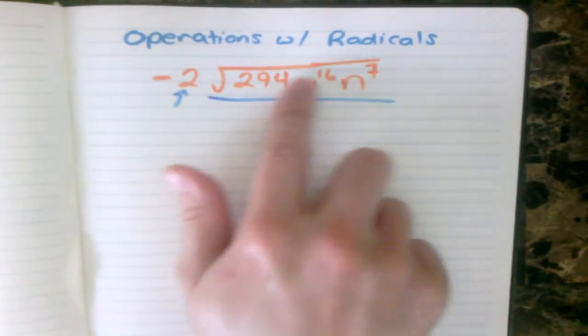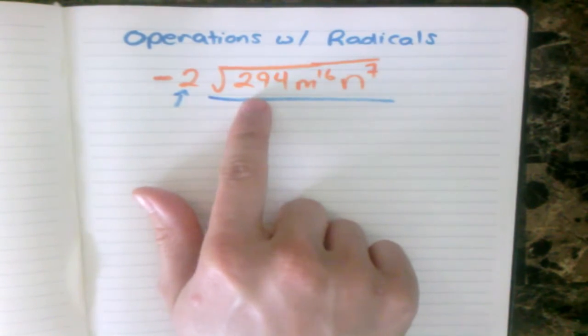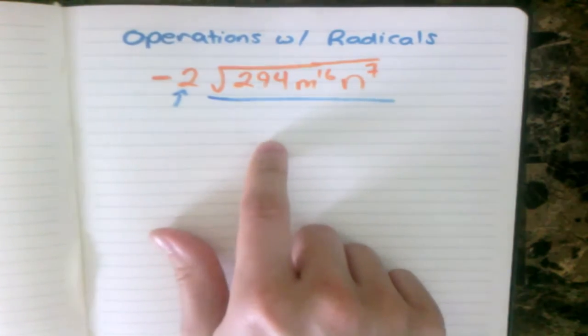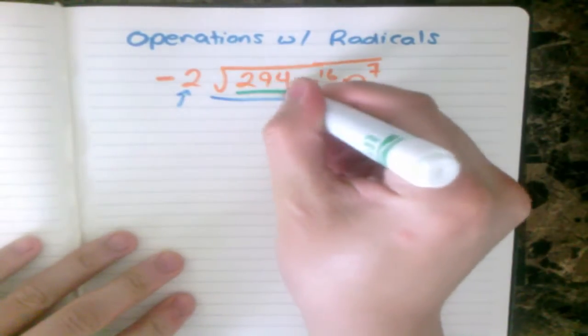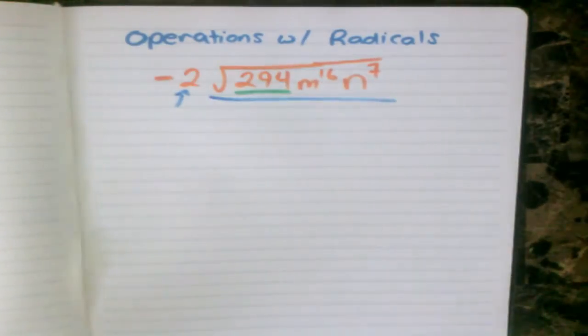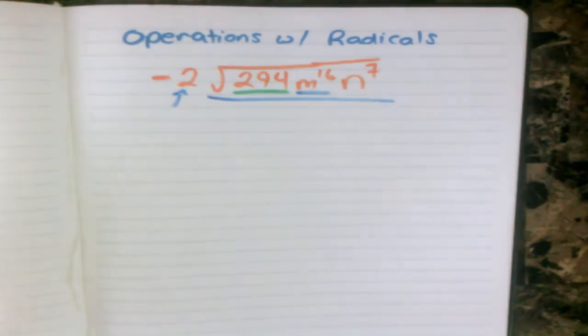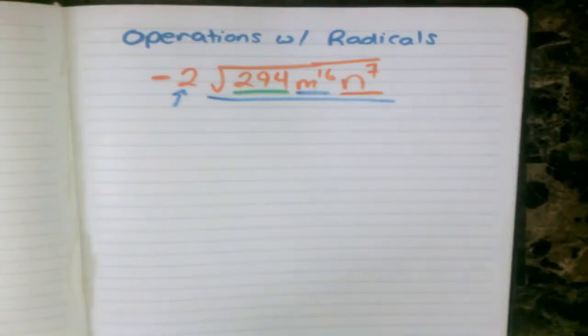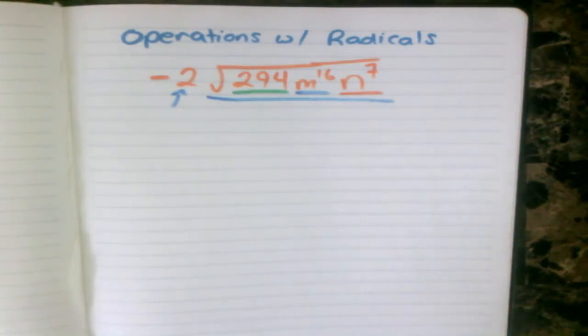You would technically need to simplify this if you can, but there's nothing in here I need to simplify. So we're going to highlight each individual part of this. You'll notice you have one number, 294, and two different letters, m to the 16th and n to the 7th. I'm going to rewrite this to separate all of these out in different colors so it stands out a little more. So it's really like a 3-part problem.